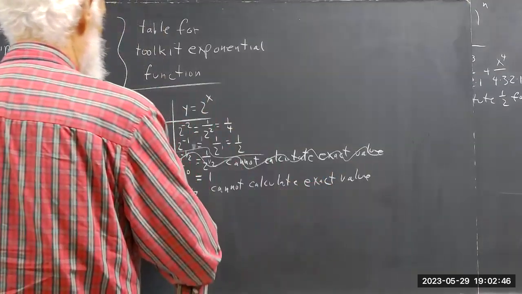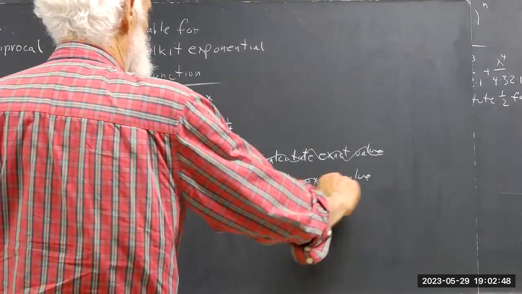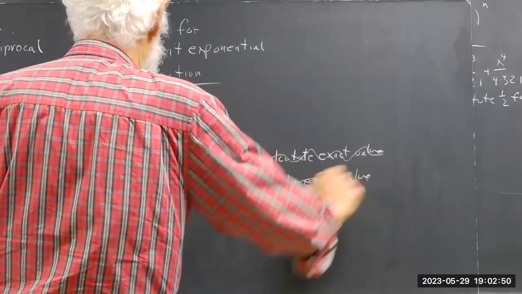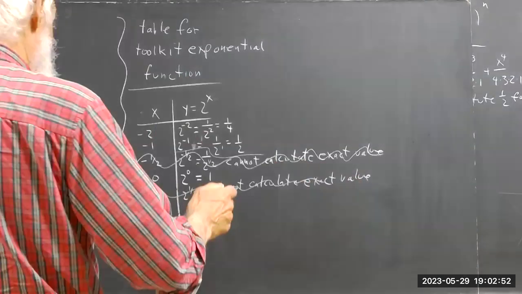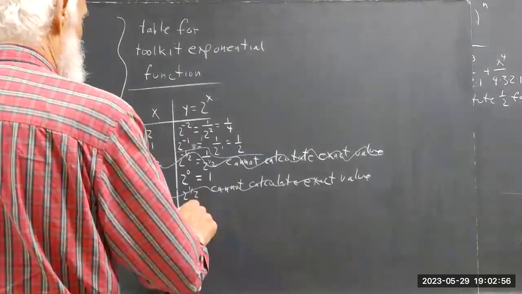Can't calculate the exact value, so we don't use it. Fortunately, as I said before, we don't need it. This function is very easy to graph. You get a very smooth graph.